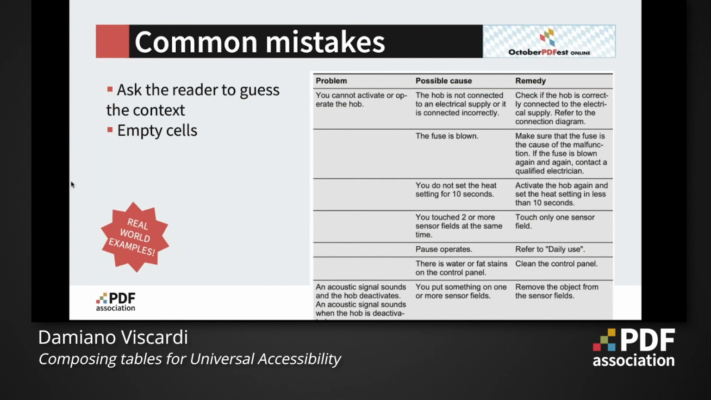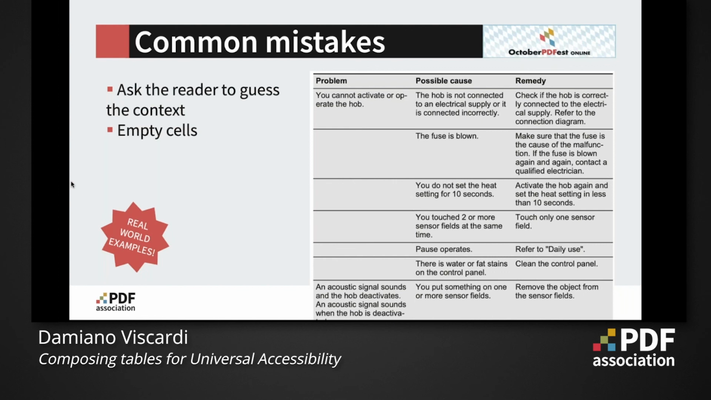So let's see some common mistakes that we all make every day on tables. This is probably the most common. This is a table that works. It's taken from an operating manual of a refrigerator, I think. And the problem is that in the first column there are some empty cells. So if I read the table starting from the third row, for example, there is nothing in the cell.